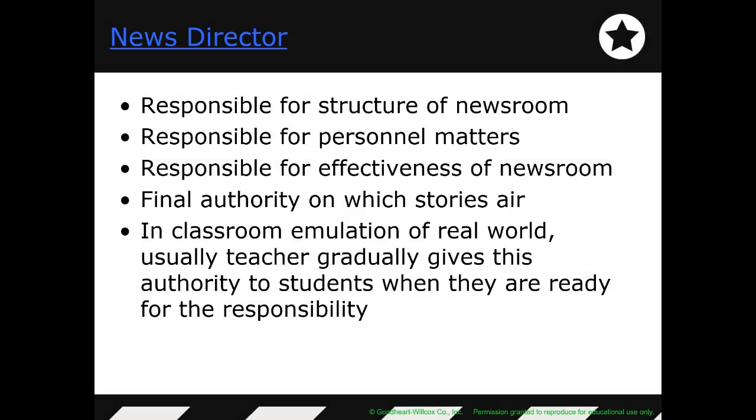News directors are responsible for all the information of a newsroom. They're responsible for the reporters, making sure that everything's running smoothly and that what the reporters and anchors are reporting on is what the station stands for. So they're essentially the manager of the whole news side of an organization.